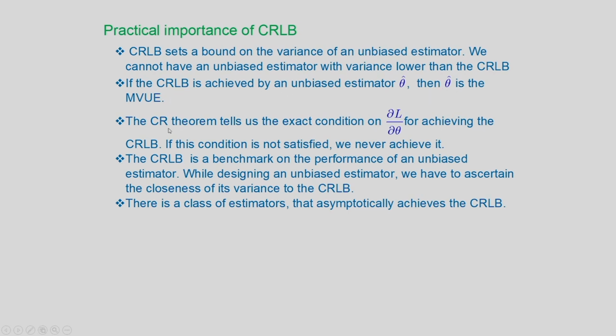The CR theorem tells us the exact condition on ∂L/∂θ for achieving the CRLB. If this condition is not satisfied, we never achieve it. The CRLB is a benchmark on the performance of an unbiased estimator. While designing an unbiased estimator, we have to ascertain the closeness of its variance to the CRLB. There is a class of estimators that asymptotically achieves the CRLB.